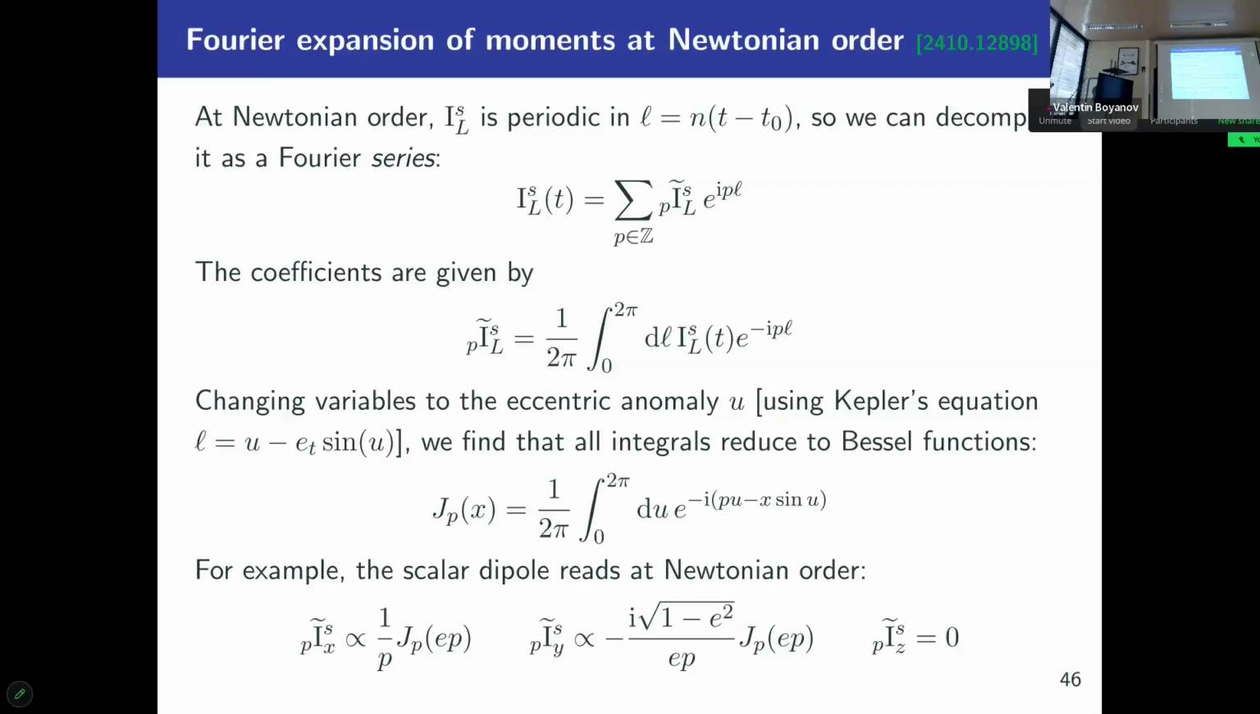And if you change variables from time to the eccentric anomaly, which is our preferred affine parameter, you'll find that all these can be expressed in terms of Bessel functions. This is the kind of thing that appears. So for example, for the dipole, simply for the x, y, and z, if you have an ellipse like this, this would be the x-axis, this would be the y-axis, z. You can decompose it on these axes, and you'll find something like this. So your scalar dipole piece in x will be a Bessel function like this, etc.